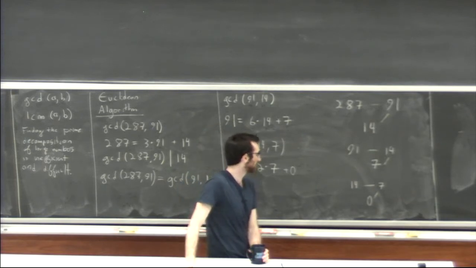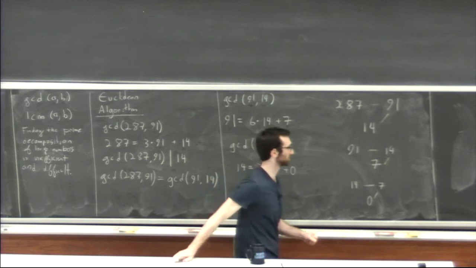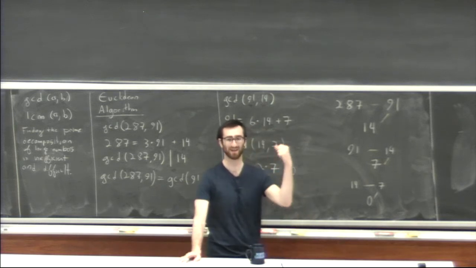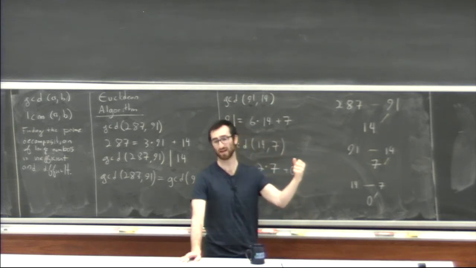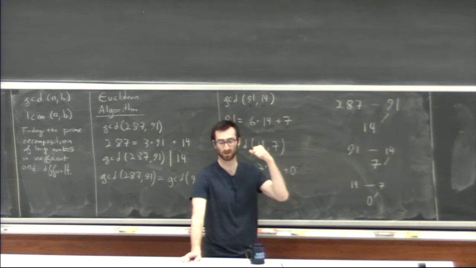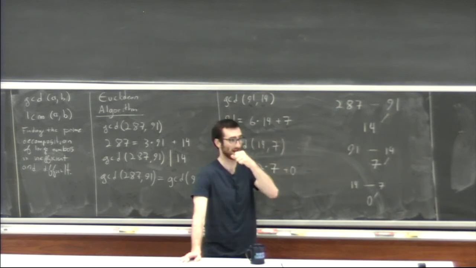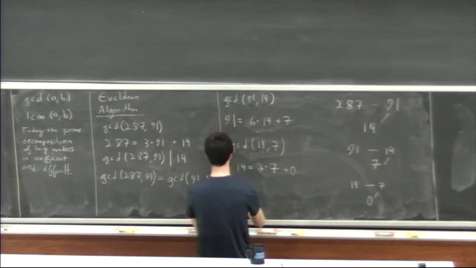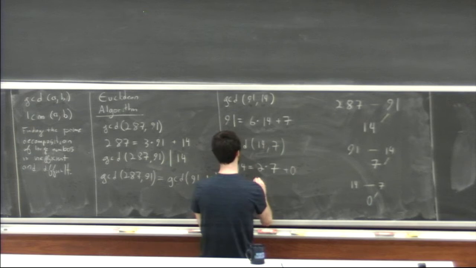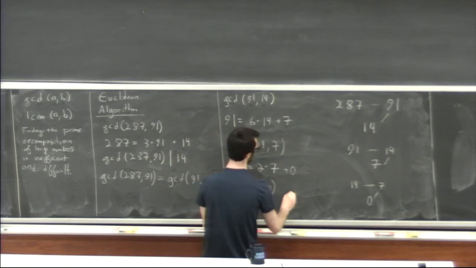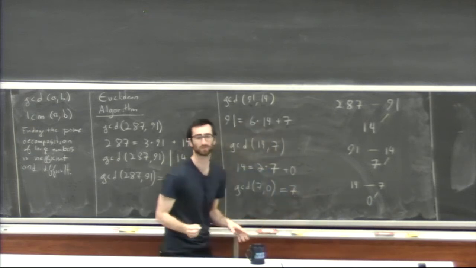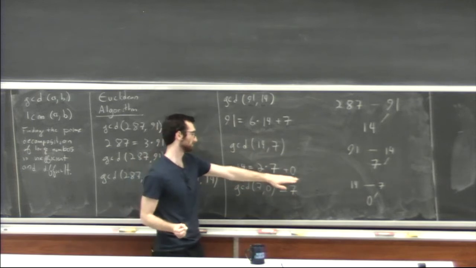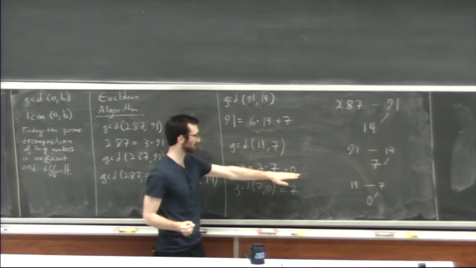The greatest common divisor of 7 and 0 is just going to be 7. Anytime that we have the GCD of a number A and 0, one can check that the biggest thing that divides A is A, and A also always divides 0. So once I get down to the step of examining GCD of 7 and 0, this is just going to be equal to 7.